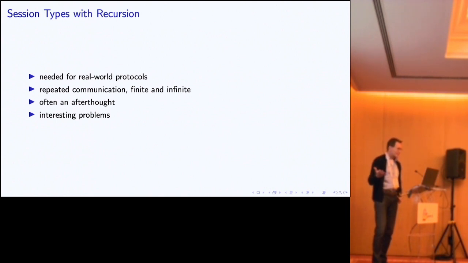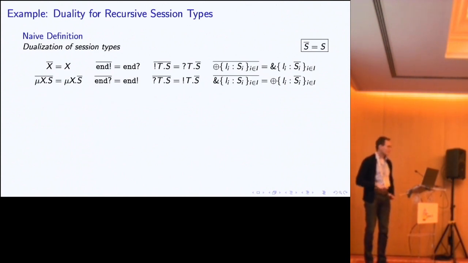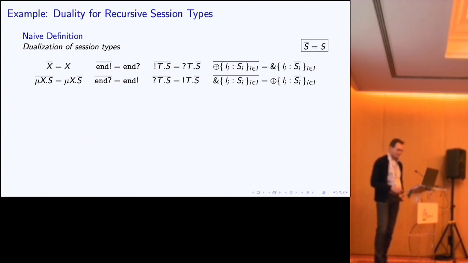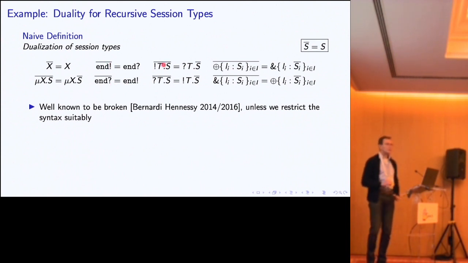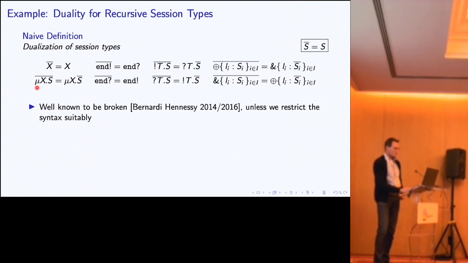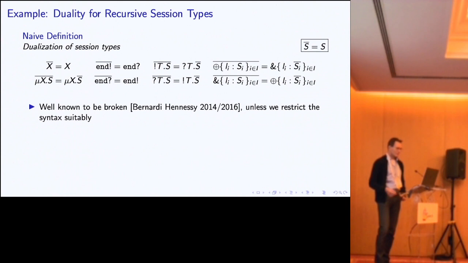And just as an example, I picked one which is famous, namely duality for recursive session types. That was around 2014, 2017, when Bernardi and Hennessy discovered that this nice, let's say naive definition of duality for session types is broken. Here you have the obvious thing: duality just flips the direction of every communication. And then the naive extension to recursive types was, if you want to take the dual of a recursive type, you just take the recursive type of the dual of the body. For quite some time, this was accepted until Bernardi and Hennessy found that this doesn't work out.